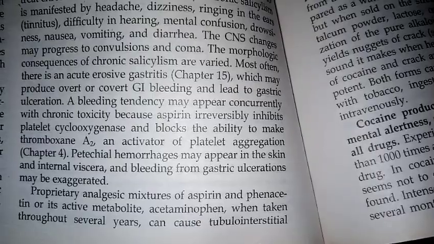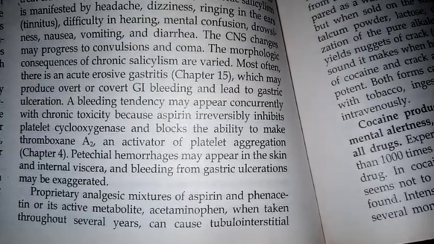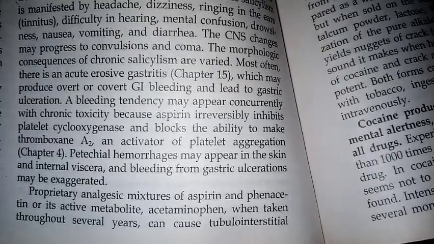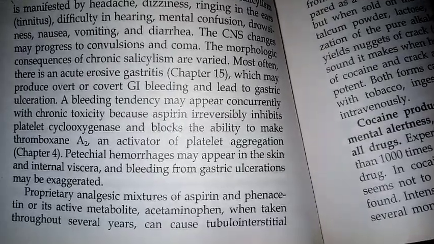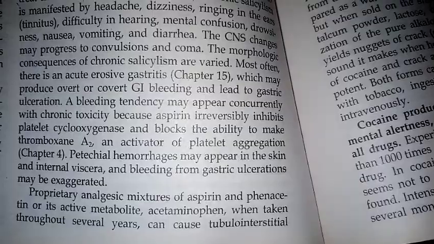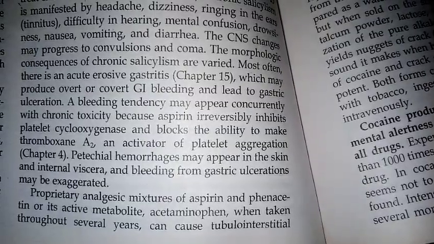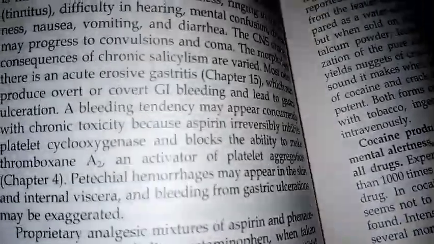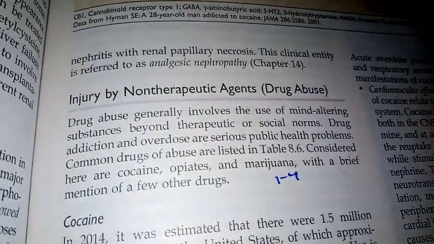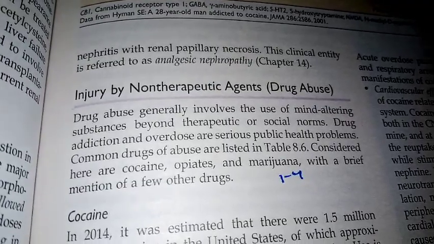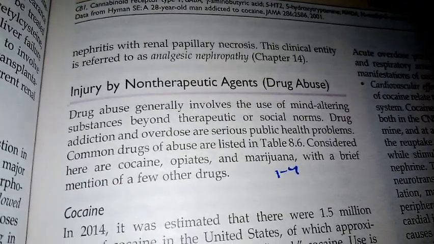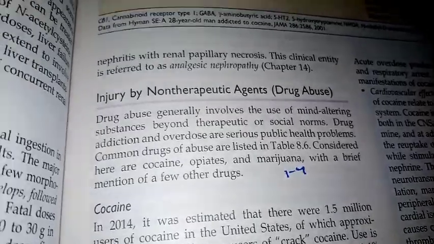The proprietary analgesic mixtures of aspirin and phenacetin, whose active metabolite is acetaminophen, when taken over a long period, can cause tubulointerstitial nephritis with renal papillary necrosis. The clinical entity is referred to as analgesic nephropathy.